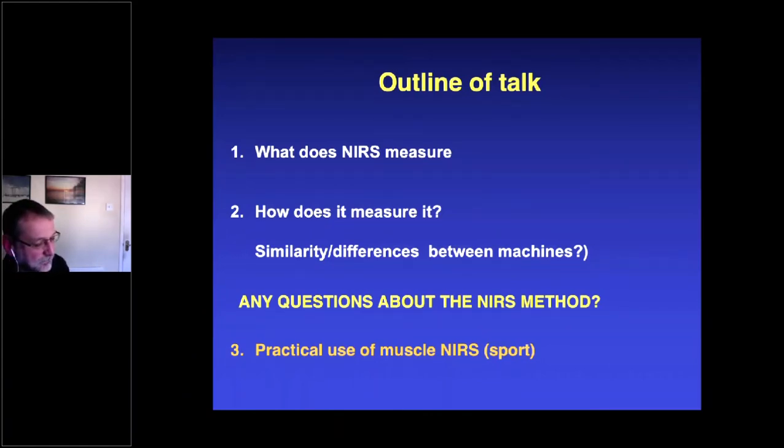Okay. Can the correction for fat layer be done without knowing the scattering coefficient, like in the Portamon where it's fixed?